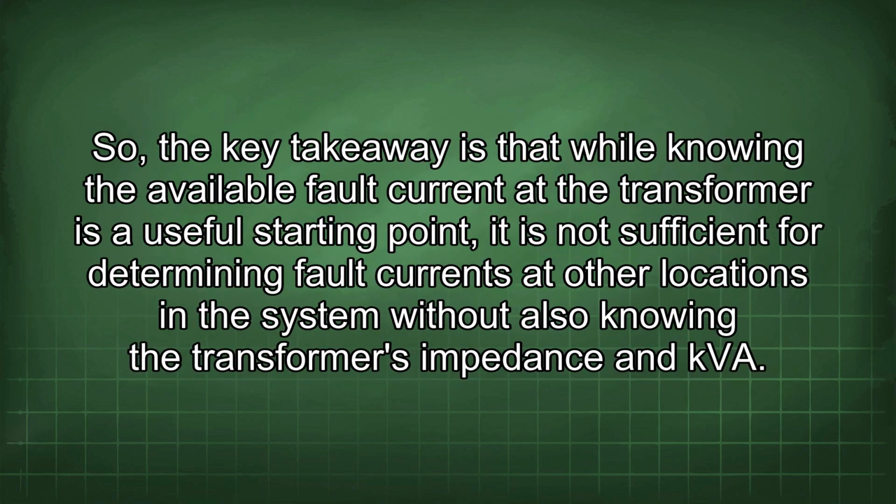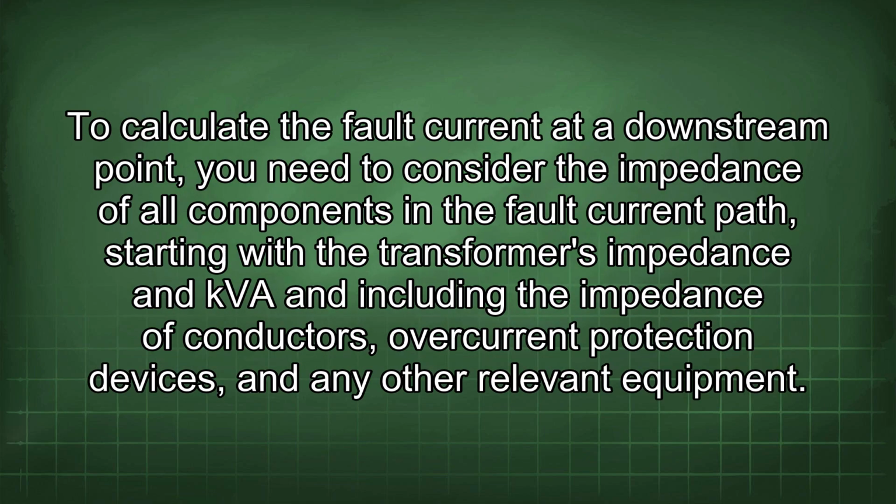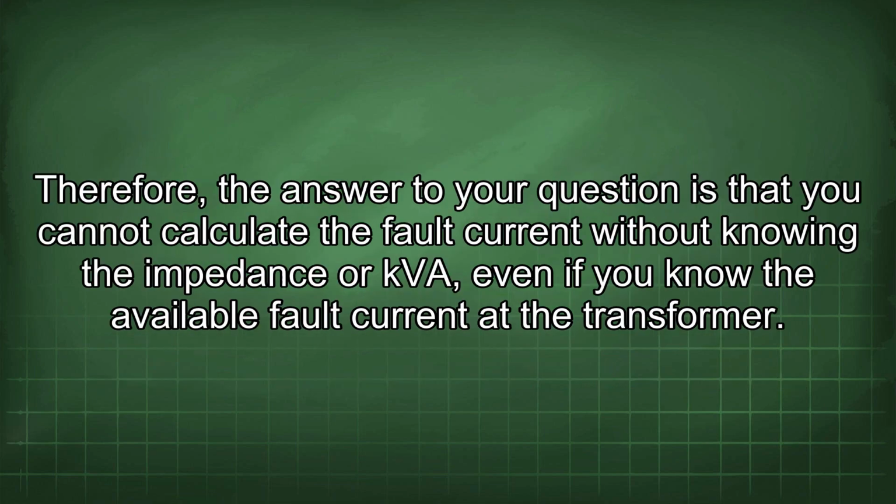So, the key takeaway is that while knowing the available fault current at the transformer is a useful starting point, it is not sufficient for determining fault currents at other locations in the system without also knowing the transformer's impedance and kVA. To calculate the fault current at a downstream point, you need to consider the impedance of all components in the fault current path, starting with the transformer's impedance and kVA and including the impedance of conductors, overcurrent protection devices, and any other relevant equipment. Therefore, the answer to your question is that you cannot calculate the fault current without knowing the impedance or kVA, even if you know the available fault current at the transformer.